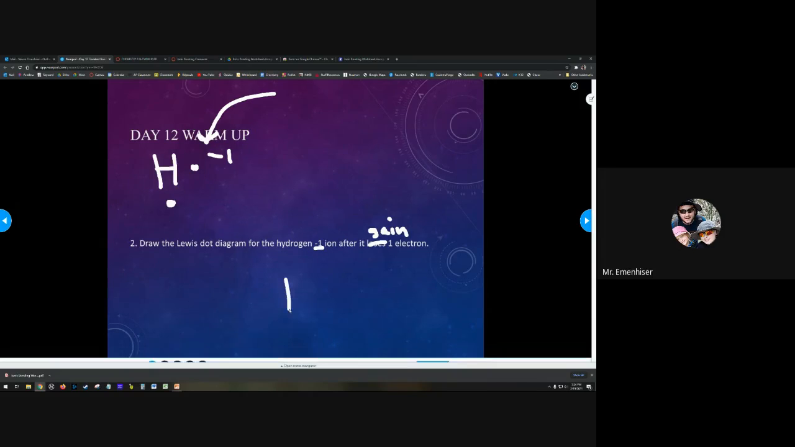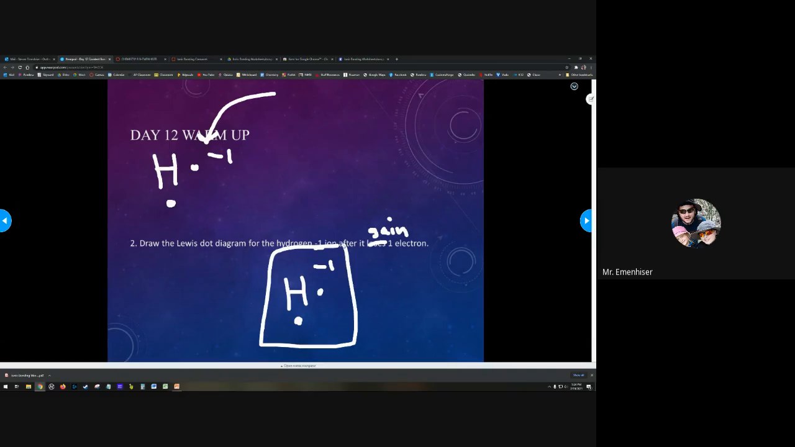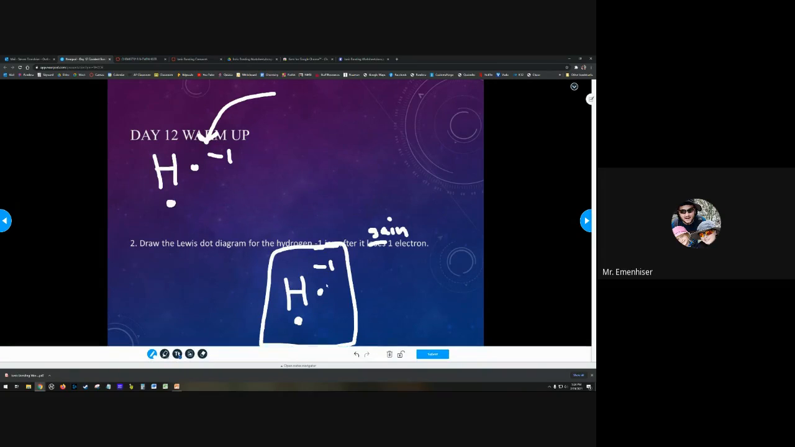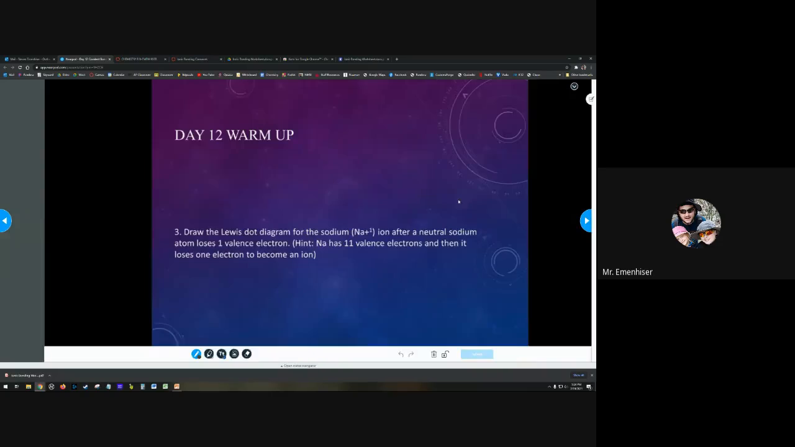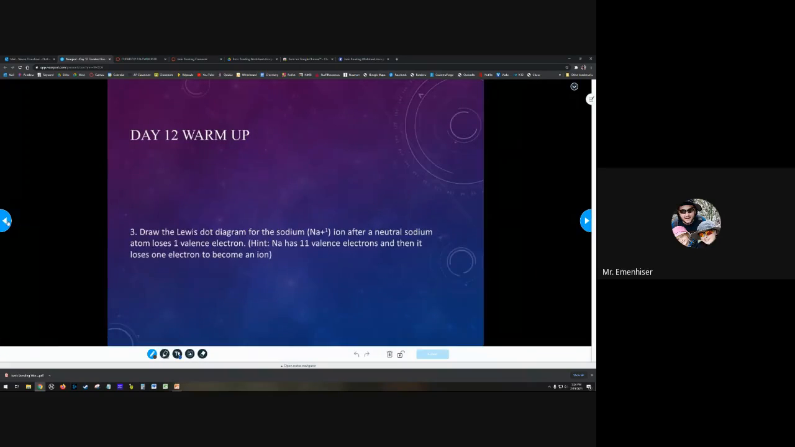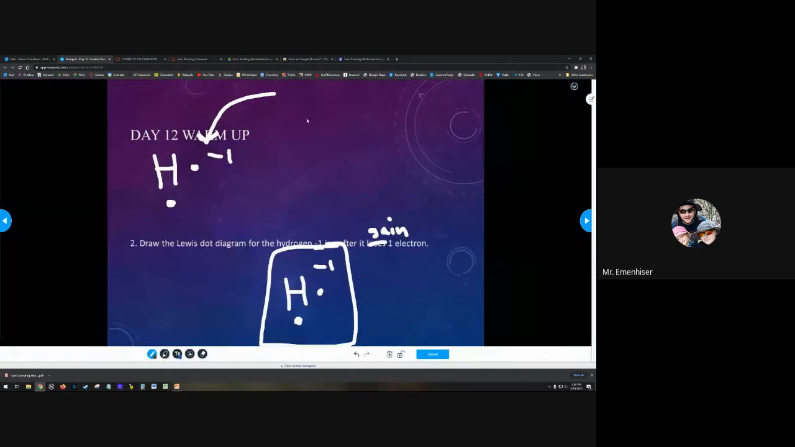So let's draw this down here neat. H with 2 dots and a -1. So there is our answer. H with 2 dots and a -1. Now the other thing that hydrogen can do is it can lose an electron. Okay. And let's draw that back here. So hydrogen when it loses an electron.